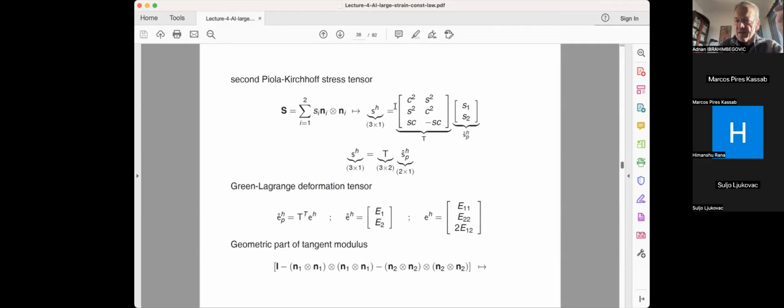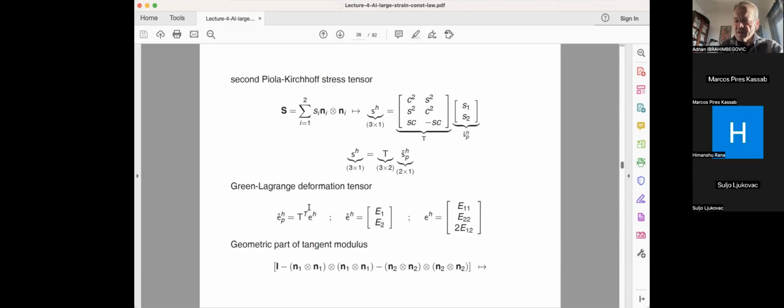That amounts to saying we have a transformation matrix, which is written as cosine squared, sine squared, sine cosine; sine squared, cosine squared, minus sine cosine, times the principal values of the second Piola-Kirchhoff stress, S1, S2, that you compute from the potential. So this is all packed. Here you have the principal values, 2 components only. You have this transformation matrix that is a function of the current orientation of the principal directions, and you obtain your 3 physical values.